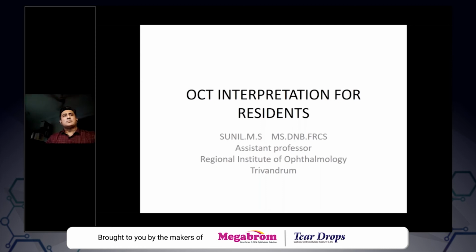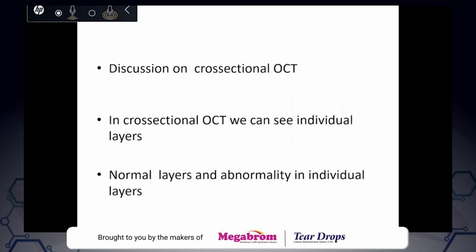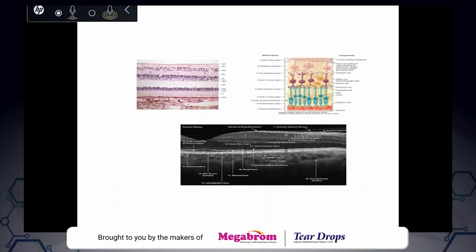Now look at this. This is again a common station for any of these exams. That is interpretation of optical coherence tomography. Our discussion is primarily on the cross-sectional OCT, where you take a cross-section of the retina and interpret it. In cross-sectional OCT, we can see individual layers, and we can find out the abnormality of the individual layers. These are the 10 layers of the retina, from the retinal pigment epithelium to the internal limiting membrane. This is a schematic representation of this, and this is the OCT representation.